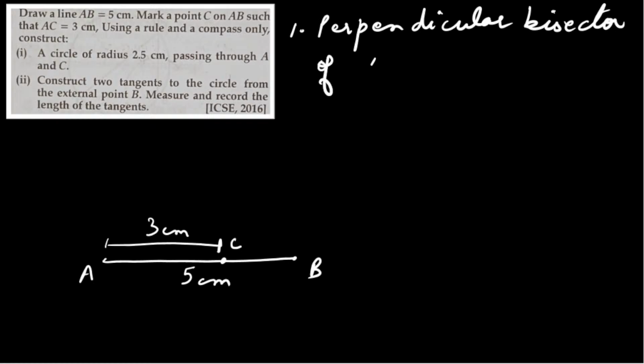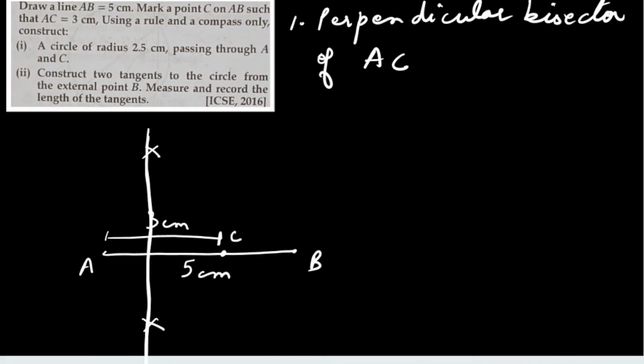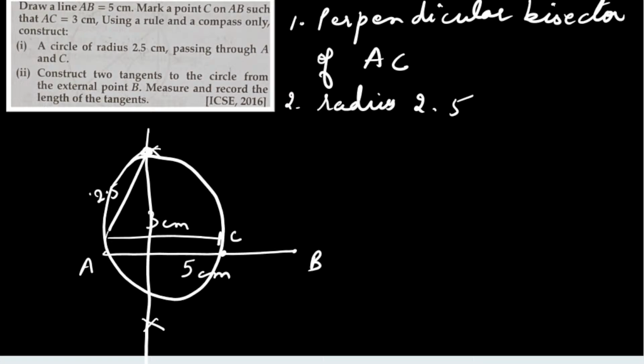The perpendicular bisector of AC, you all know how to draw. Here we will draw the perpendicular bisector of line AC. Then we have to draw a circle of radius 2.5 centimeter. The radius of the circle should be 2.5, so we'll open our compass to 2.5 centimeter and draw one circle. The circle should pass through the points A and C.